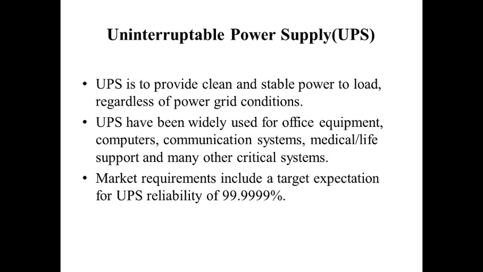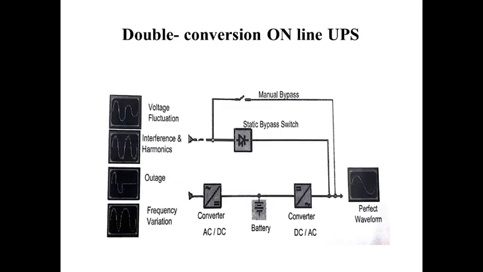I repeat, what is an uninterruptible power supply? So why is it provided? It is to provide clean and stable power to load regardless of power grid condition. UPS have been widely used for office equipments, computers, communication system, medical life support, and many other critical systems, as you know. Market requirements include a target expectation for UPS of reliability 99.99%.